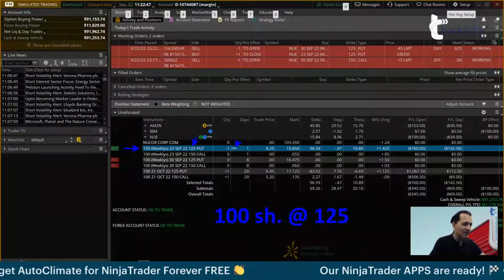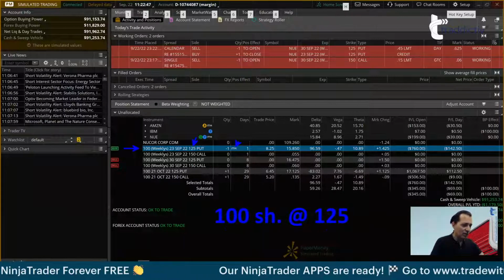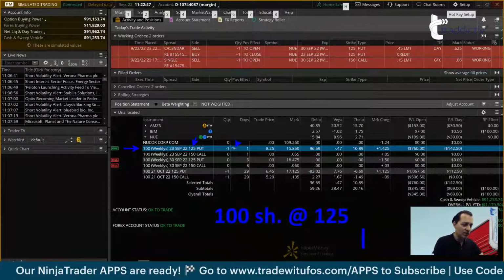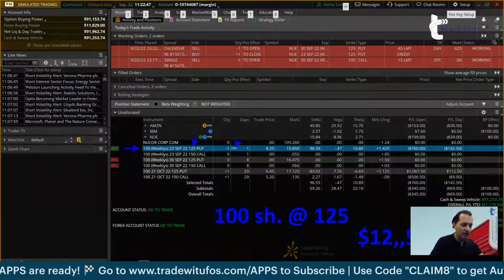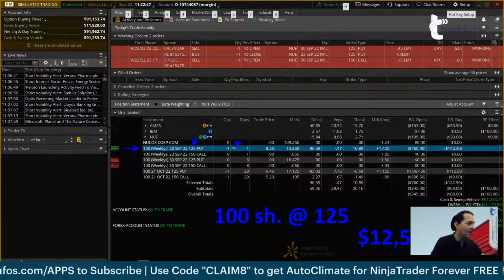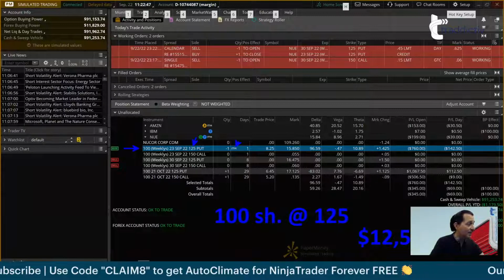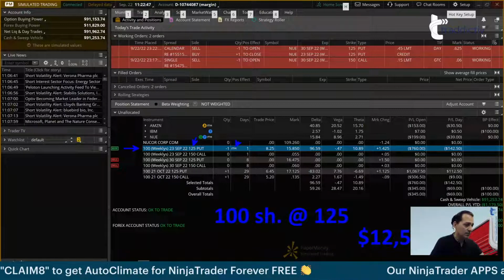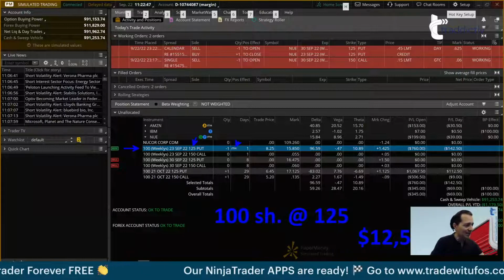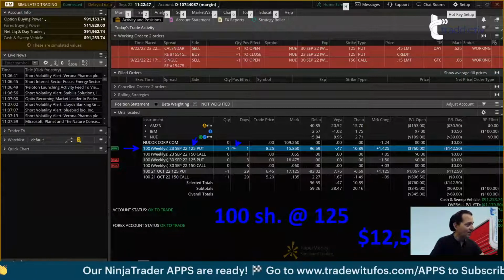Well, the disadvantage is that for you to own 100 shares of that stock at 125, you have a margin impact on your account, which is $12,500 if it's a cash account. If it's a margin account, it's half. So that money is being tied up. That's the disadvantage. But what's the advantage?